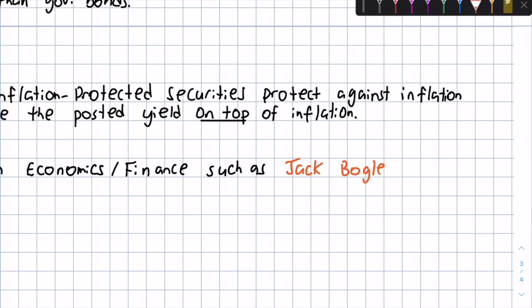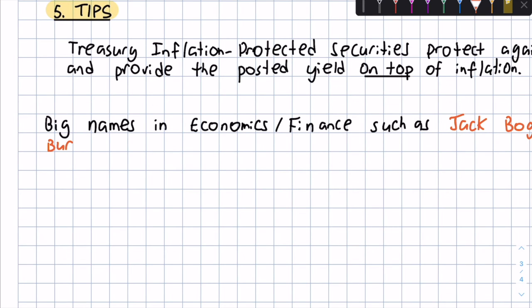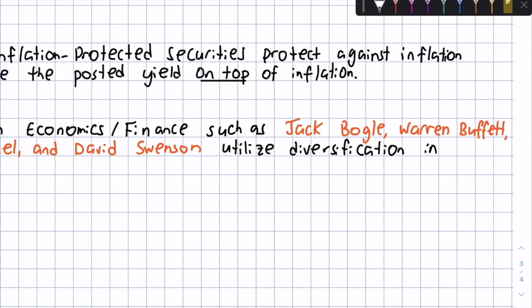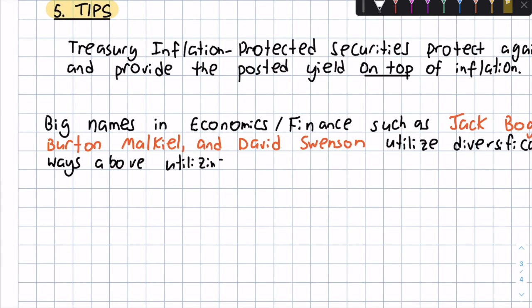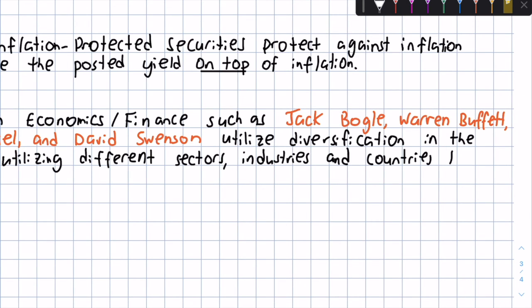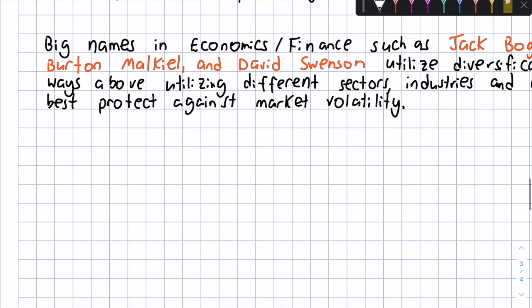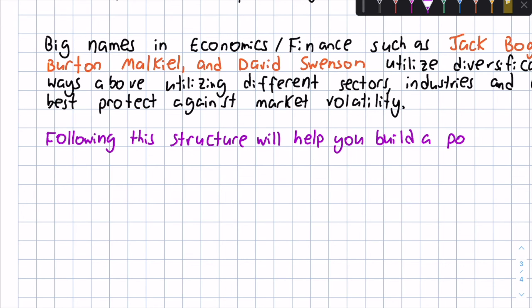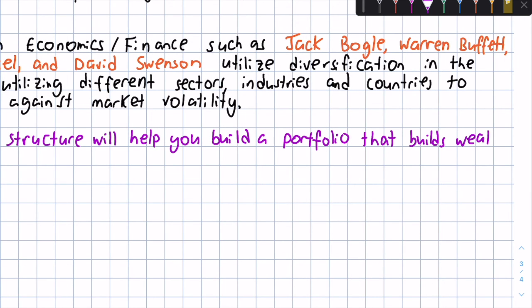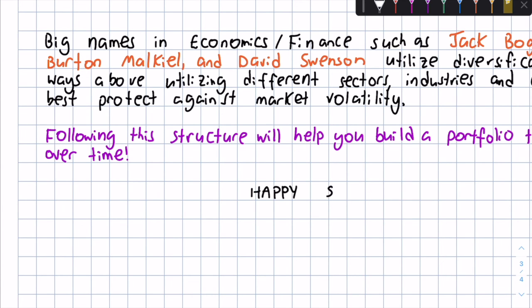Big names in economics and finance such as Jack Bogle, Warren Buffett, Burton Malkiel, and David Swensen all utilize these diversification tactics, using different sectors, industries, and countries, among other things, to best protect against market volatility. And this is key to their long-term success. Following this structure will help you build a portfolio that builds wealth over time and helps you build your pension.